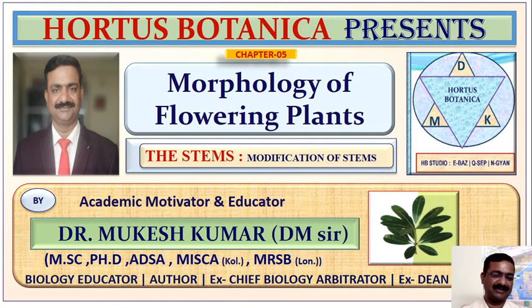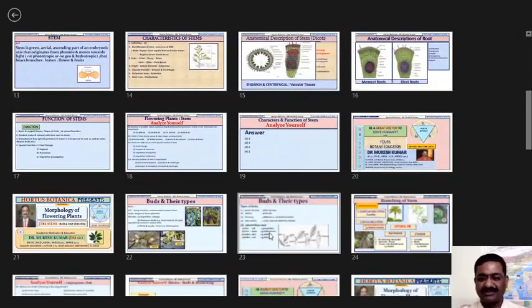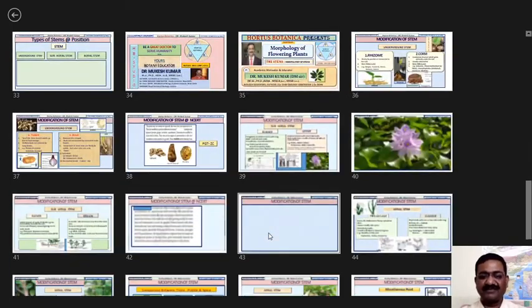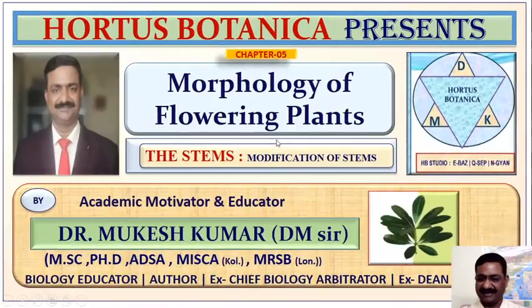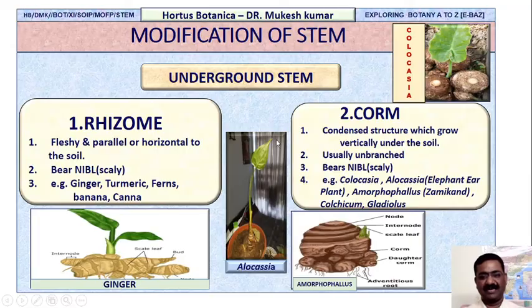Today we will study modification of stem. It's very important, right? So let's start. As we know, on the basis of position we have three types of stem: underground stem, aerial stem and subaerial stem. One by one we will study the modification of stem in aerial, underground and subaerial stems. So let's start first with underground stem modification.